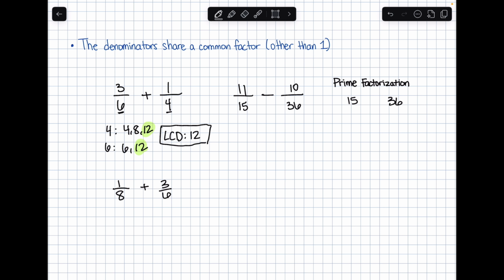And for this one down here, 8 and 6, I can skip count those: 6, 12, 18, and I can do 8, 16, 24, and I'm going to need one more up here. So my least common denominator would be 24.